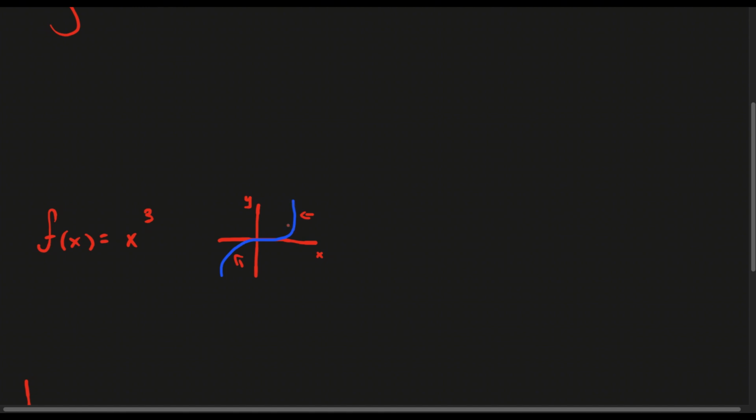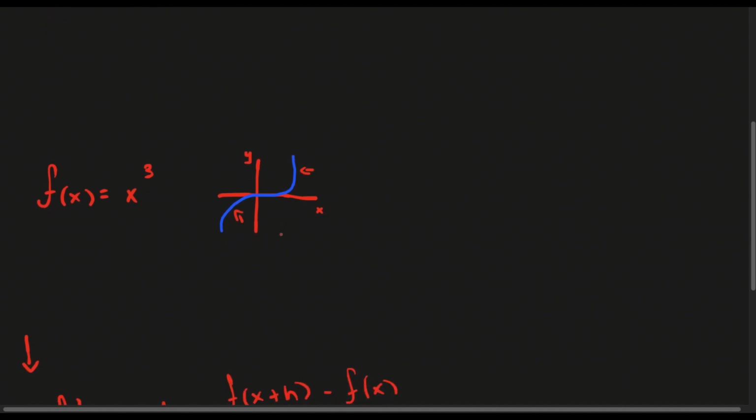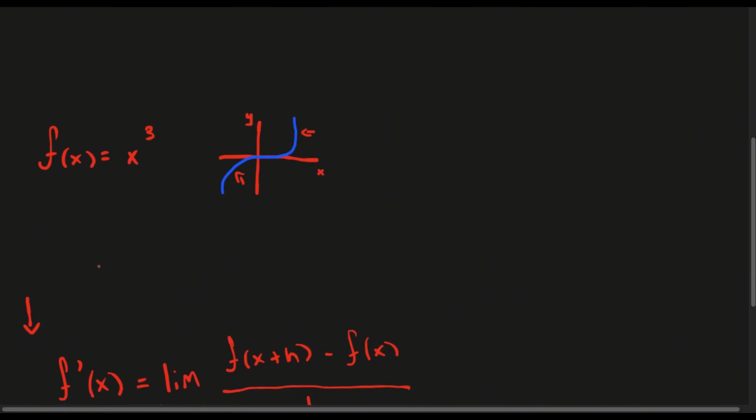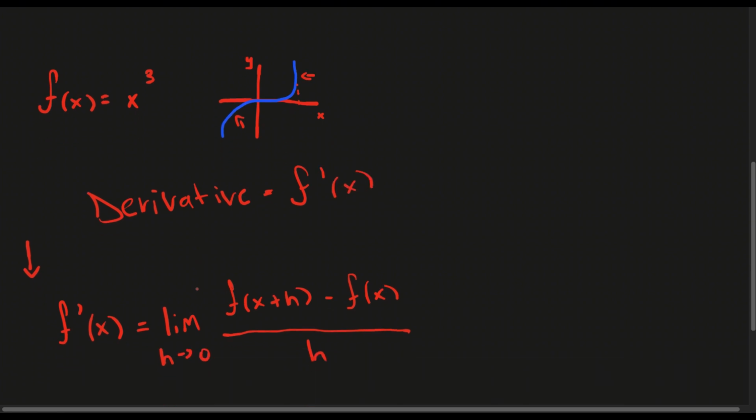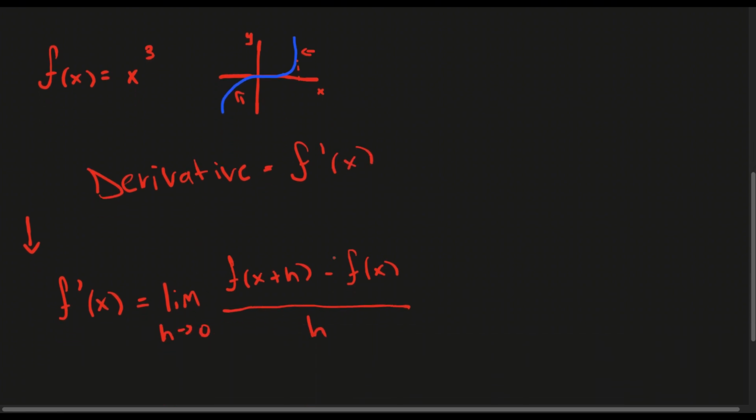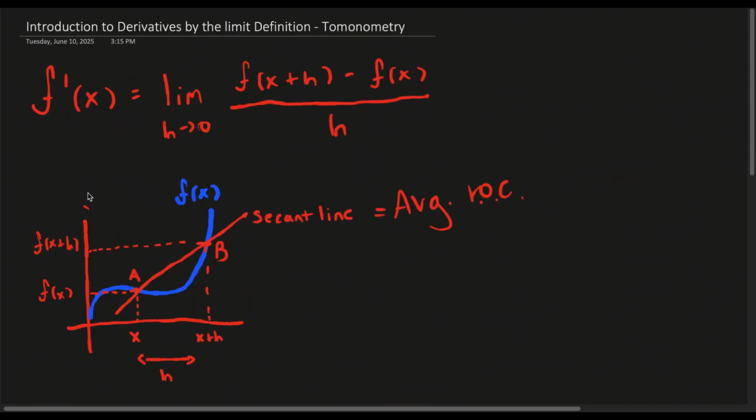Well, in order to do that, we can take the slope at a specific point. And the slope of a line at a specific point is called the derivative. And it's denoted as f prime of x. And f prime of x is equal to the limit as h approaches 0 of f of x plus h minus f of x all over h. Okay, so let's try to figure out where our f prime of x formula comes from, because it doesn't really make a whole lot of sense.